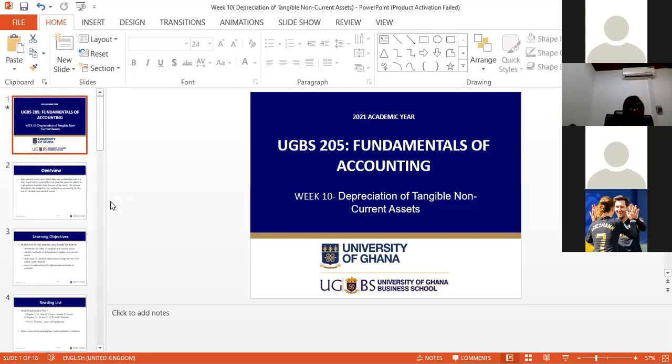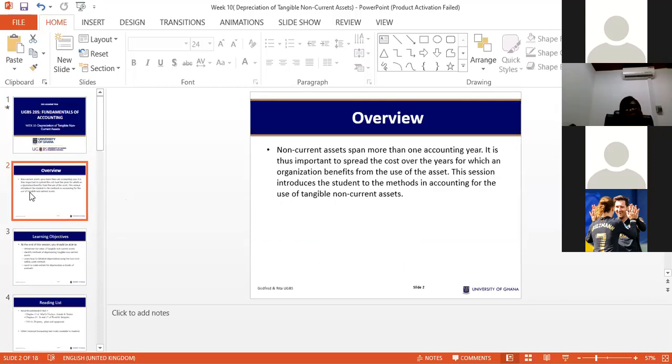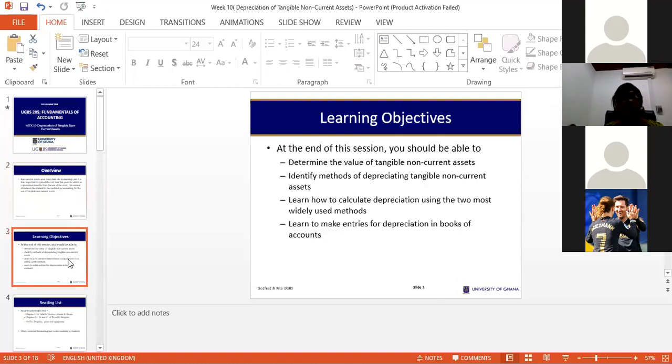Now, we would want to talk about tangible non-current assets. And we know non-current assets are assets that span more than one accounting year. And so in this session, we want to introduce students to methods in accounting for the tangible non-current assets. Again, I expect that most of us by now know what we mean when we say non-current assets. The only thing here is that we are focusing on the tangible ones, those that we can see, those we can touch, those we can feel.